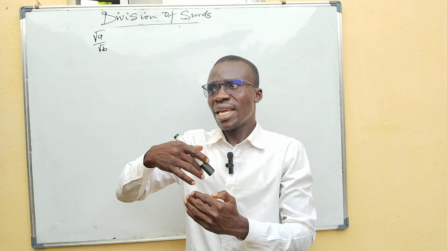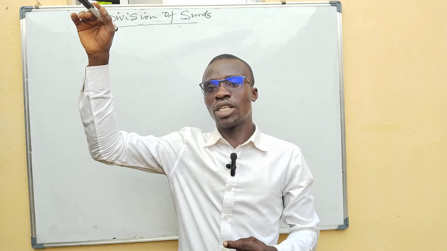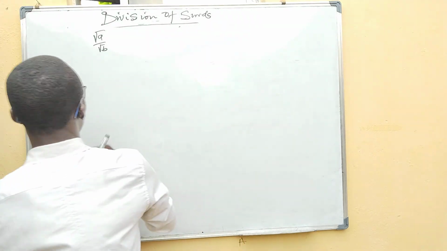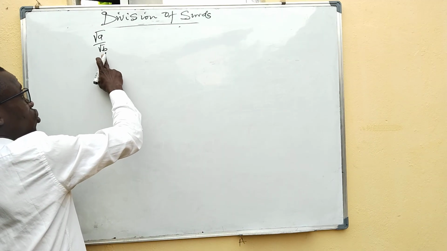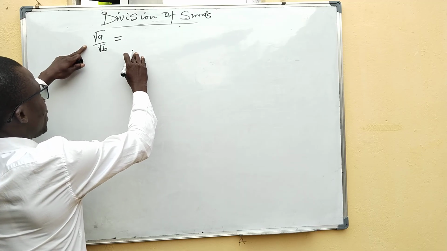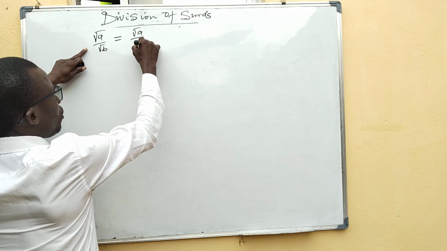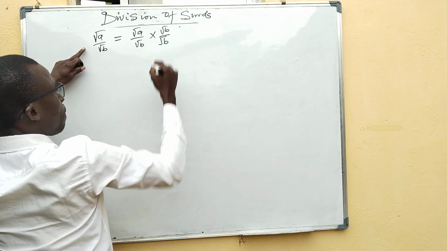Rational. How do I mean that? We do that by multiplying the denominator to the numerator and multiplying it also to the denominator. So what do I mean? When I have square root of A divided by root B, if I am to rationalize this, what I will do is square root of A over square root of B times square root of B over square root of B.